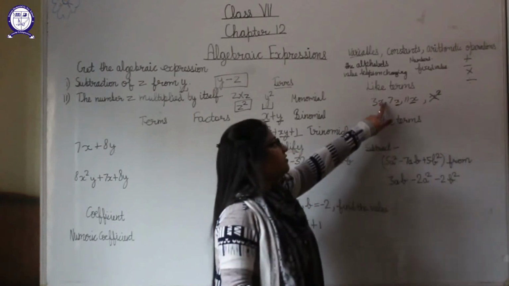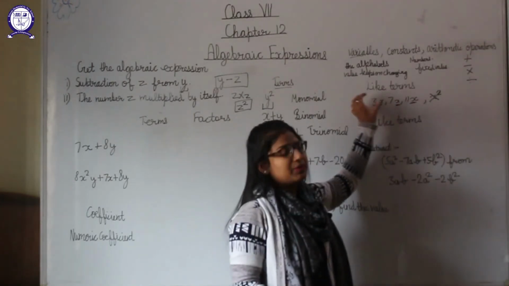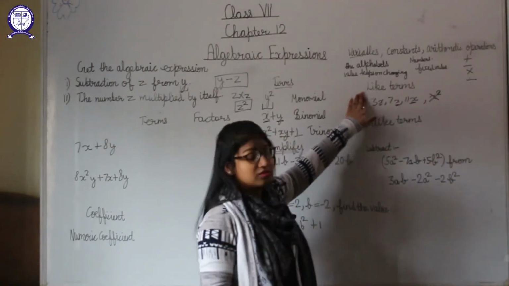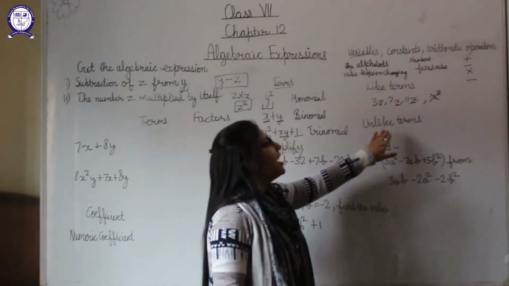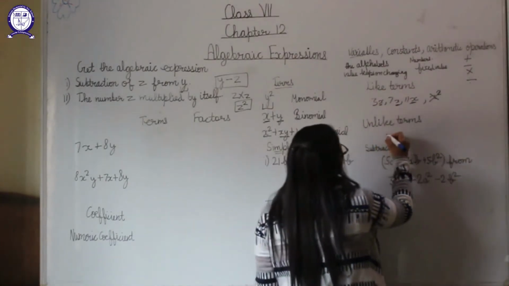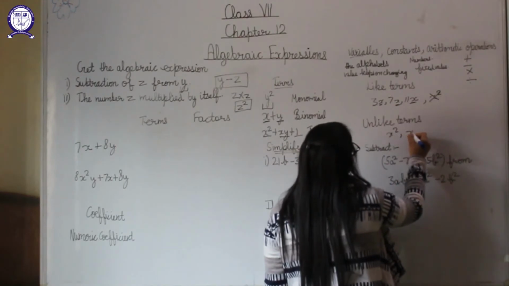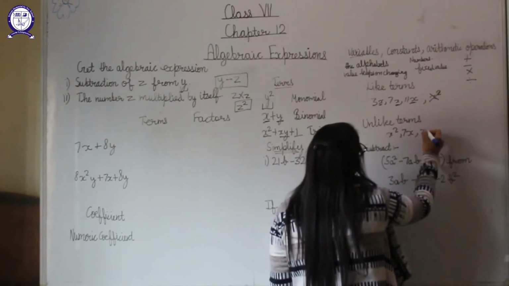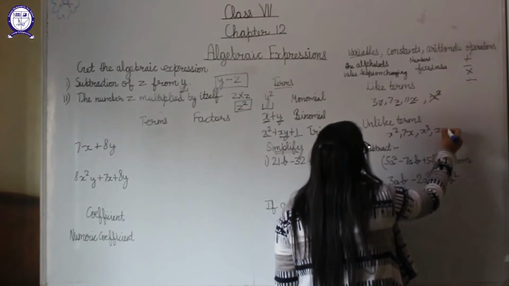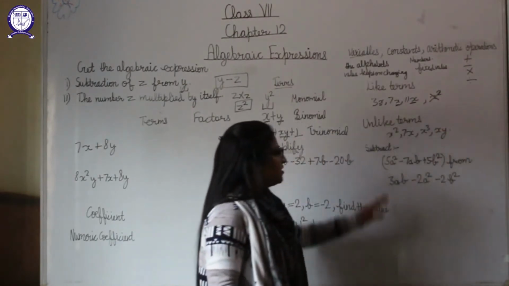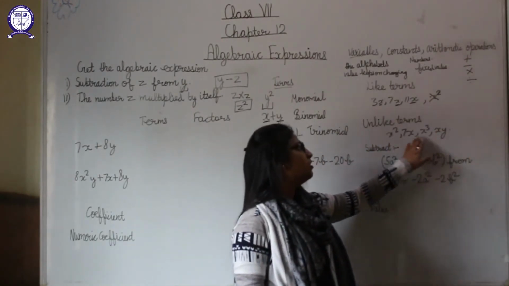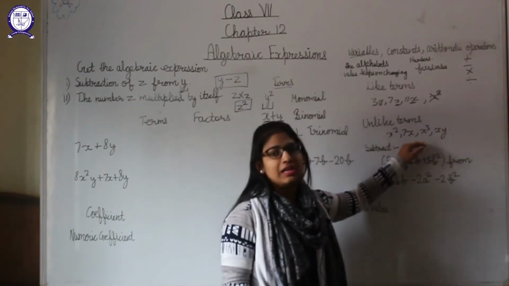Okay, so if there is x as the variable in all the terms, then these all will be like terms. And what are unlike terms? Suppose one of the terms is x square, one term is 7x, one term is x cube, another term is xy, means the variables are different in all these terms, so these all are unlike terms.